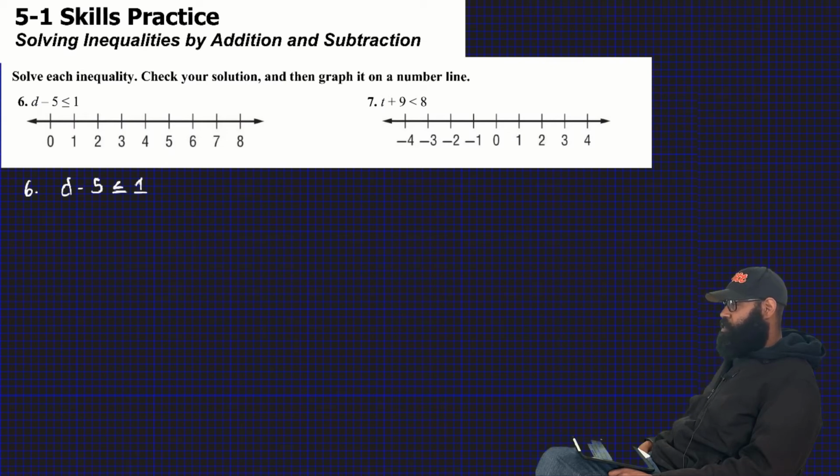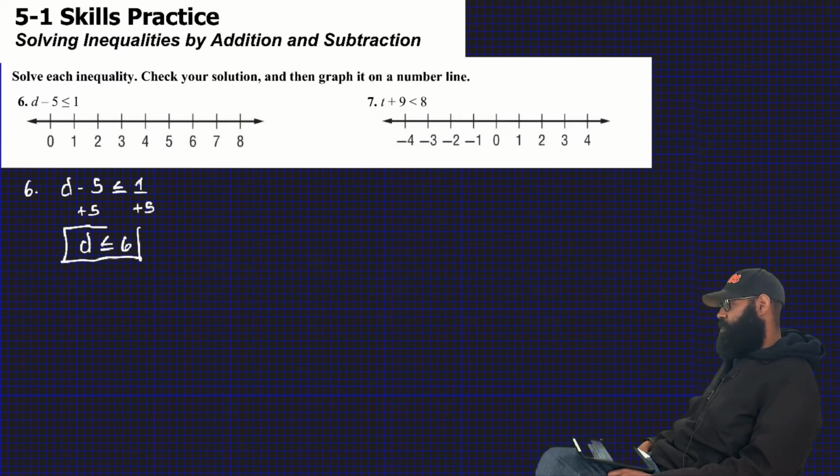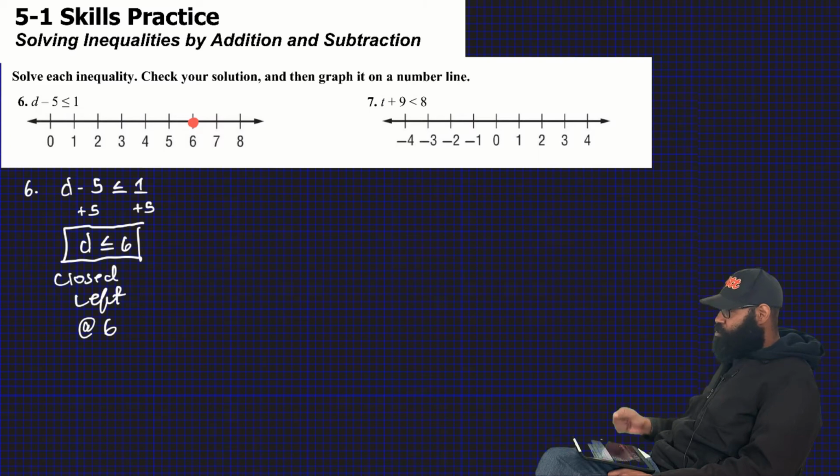D - 5 is less than or equal to 1. I'm doing my one step here, inverse operation. D is now less than or equal to 6. So those 3 questions again. Open or closed? Closed circle. Left or right? Going to the left. And where should I begin? Begin at 6.